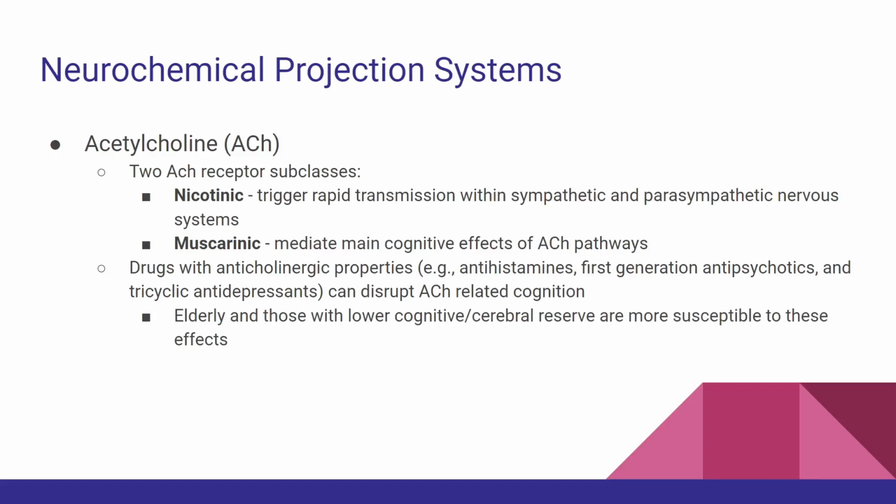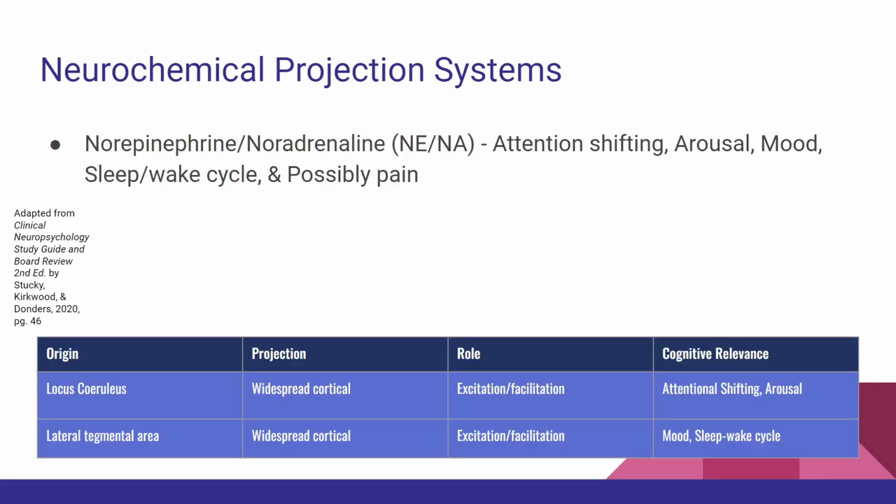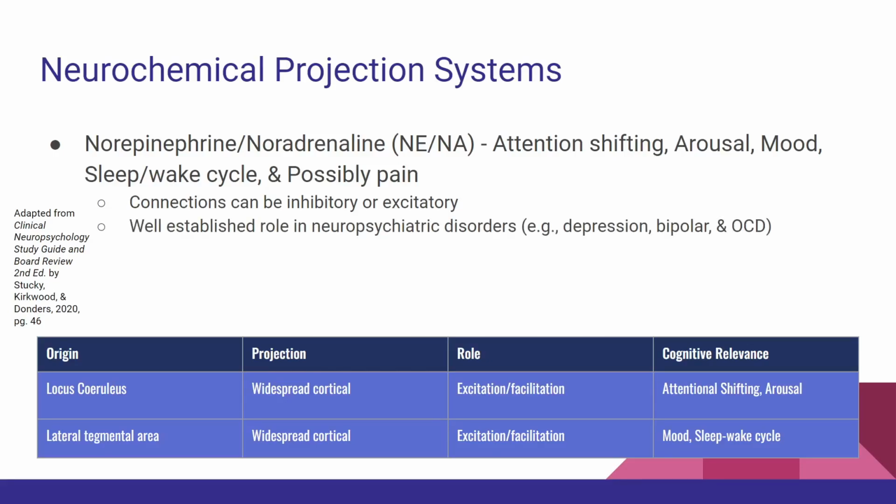And they've found that elderly or those with a lower cognitive or cerebral reserve are much more susceptible to these anticholinergic effects when they take these medications. The next one we're going to talk about is norepinephrine or noradrenaline. This system is involved in attention shifting, general arousal, mood, sleep and wake cycles, and possibly pain. The connections involved in this system can be both inhibitory or excitatory, so they can increase the likelihood of the postsynaptic neuron from firing or decrease the likelihood of the postsynaptic neuron from firing. Norepinephrine has a well-established role in various neuropsychiatric disorders, including things like depression, bipolar, and obsessive-compulsive disorder.